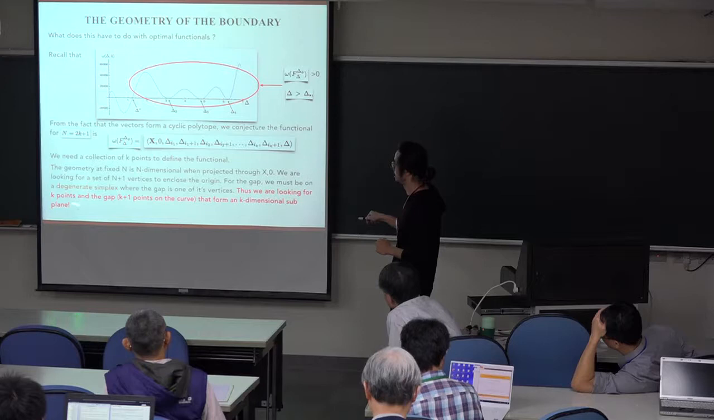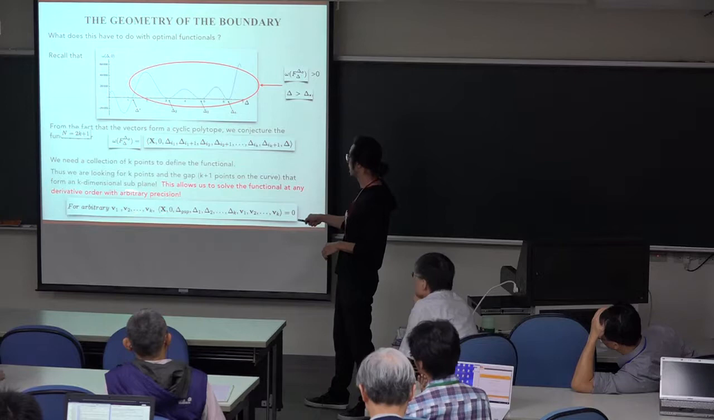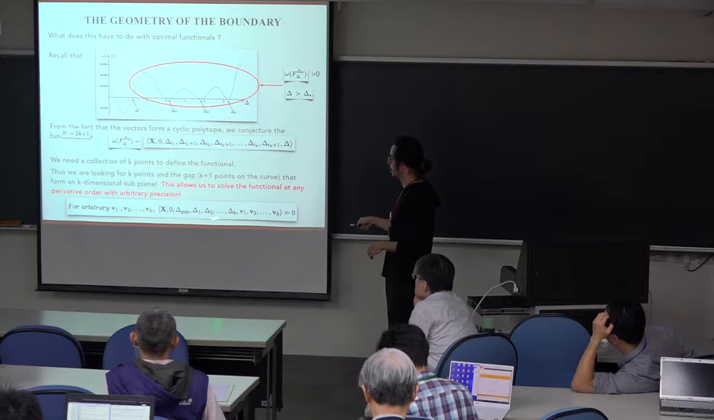In other words, the equation you want to solve is to solve for delta 1, delta 2, up to delta k, and you can put any random v here. And this has to be 0 because this is the coplanar condition. The important thing is that you can just plug in any v1, v2, up to vk, because if it's coplanar, it doesn't matter what the vectors are, it has to be zero.